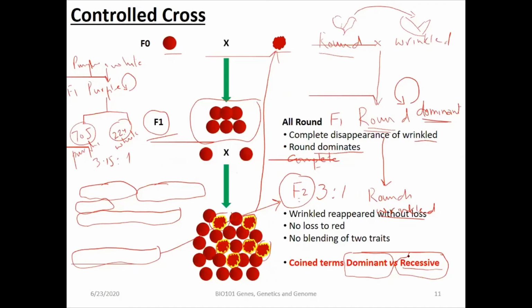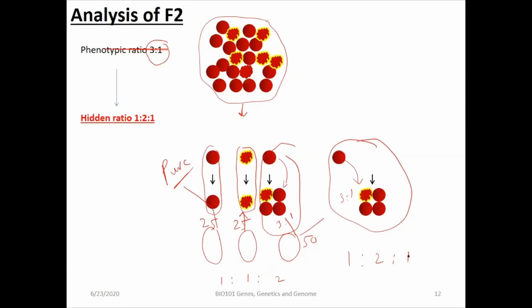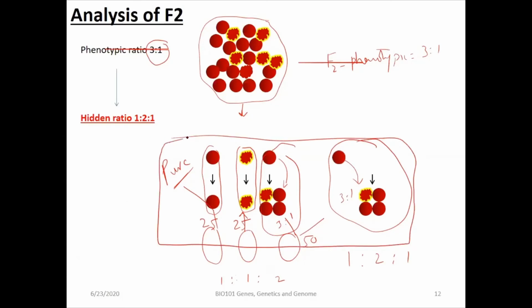So when he got these numbers, how many numbers does he have now? He has the F2 phenotypic ratio, which was 3:1. And now he has this new ratio, which is, let's call this F3, 1:2:1.